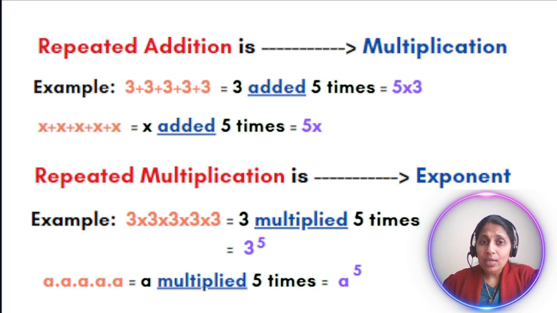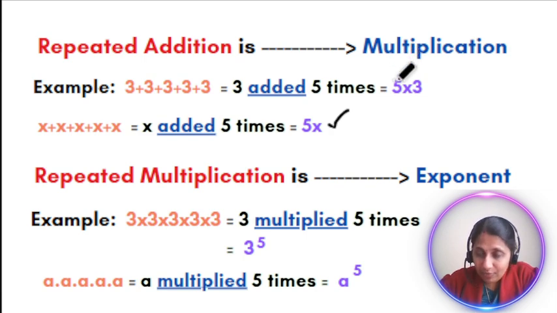We all know repeated addition. Repeated addition is nothing but our multiplication. For example, if the number 3 is added 5 times, then we say 5 times 3, which gives us 15. If instead of a number we have a variable, then we say that x is added 5 times and we get 5x, which is nothing but 5 multiplied by x. So repeated addition is basically multiplication.